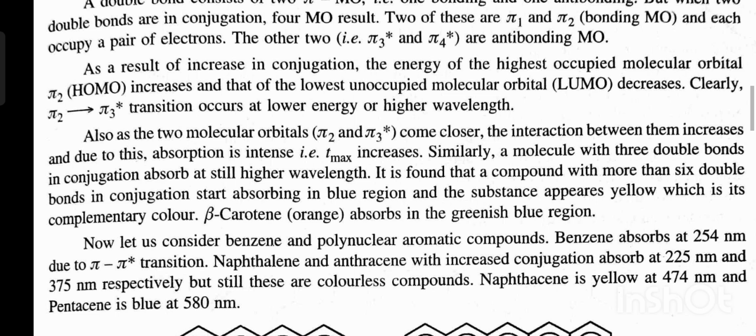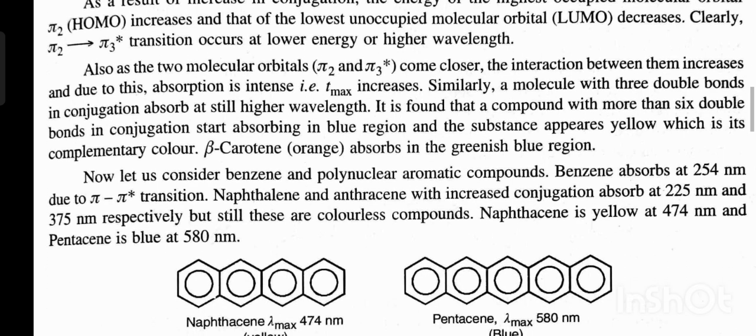Also, as the two molecular orbitals come closer, the interaction between them increases and due to this absorption is intense, such that epsilon maximum increases. Similarly, a molecule with three double bonds in conjugation absorbs at a still higher wavelength. It is found that a compound with more than 6 double bonds in conjugation starts absorbing in the blue region and the compound appears yellow, which is the complementary color. Beta carotene absorbs in the greenish blue region.